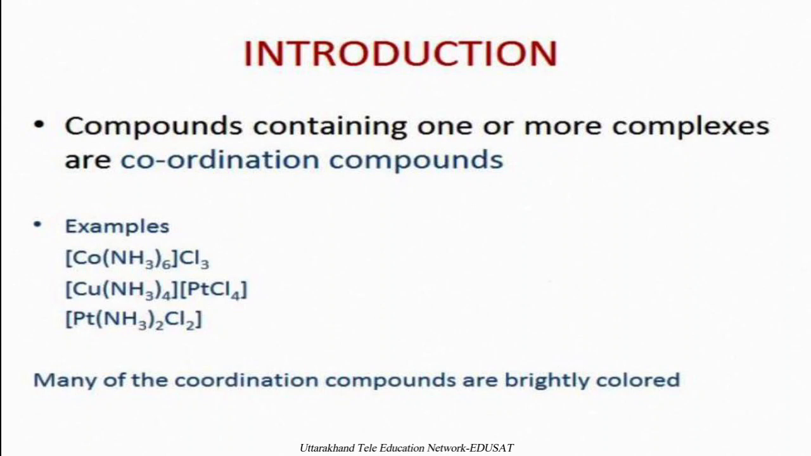Coordination compounds containing one or more complexes are coordination compounds. It means when solutions of two different salts are mixed with each other and form a new salt, that compound is called a coordination compound. For example, cobalt hexammonium chloride. Another example is copper tetrammonium with platinum tetrachloride. The next example is platinum diammonium chloride.